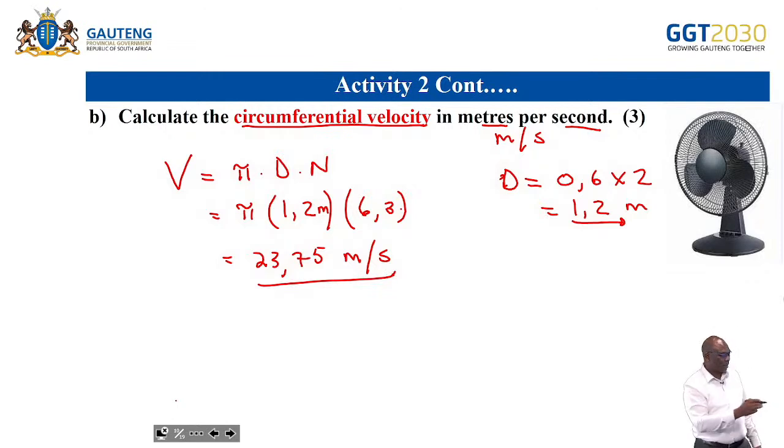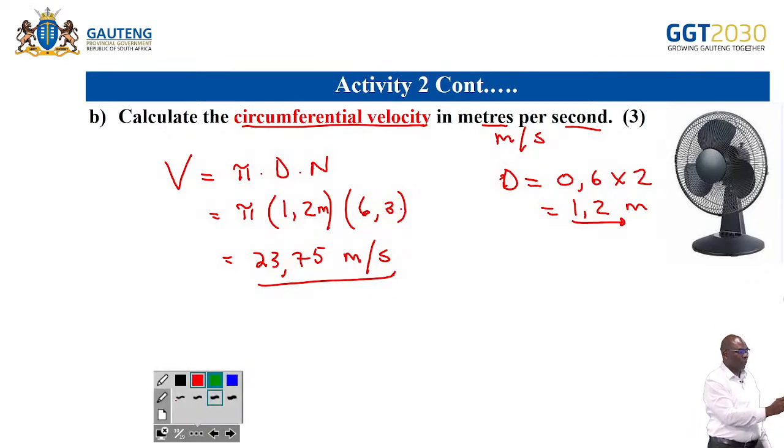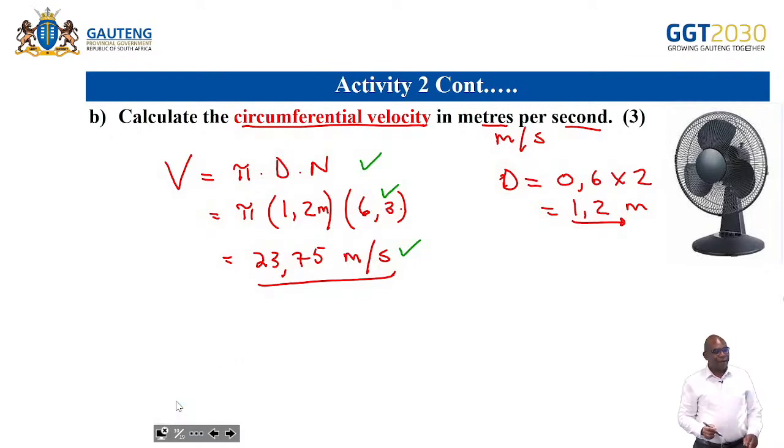So the 3 marks, how do you get your 3 marks? First, your formula, very important. Secondly, your substitution. Then you have your final answer, and then you have your 3 marks. Okay. All right. Getting right along.